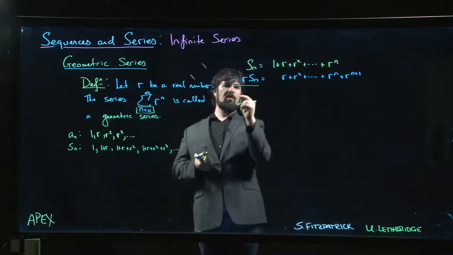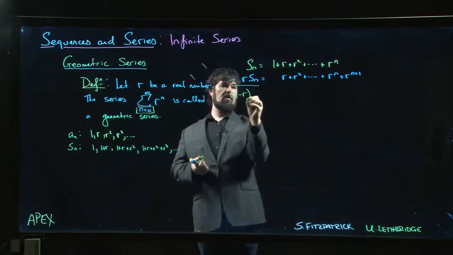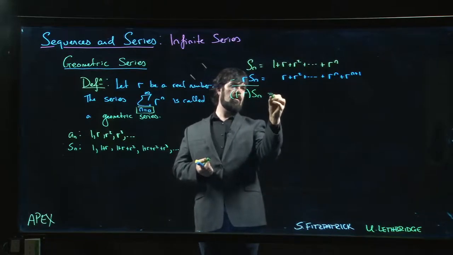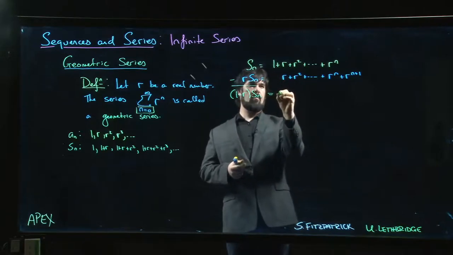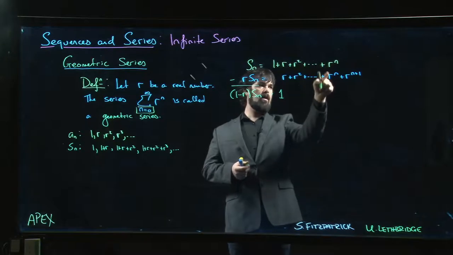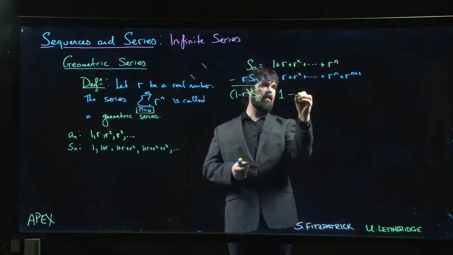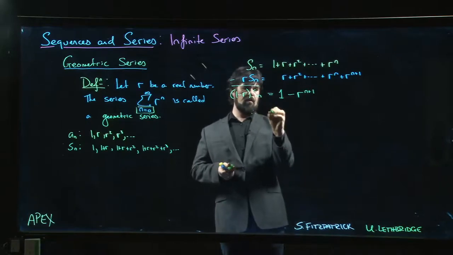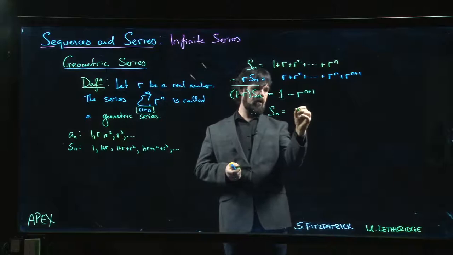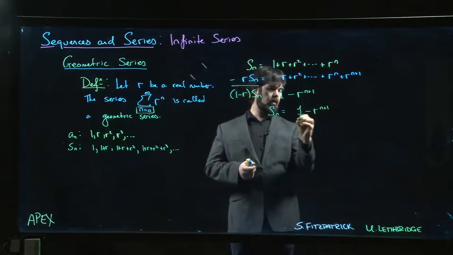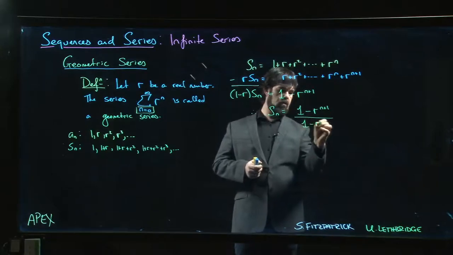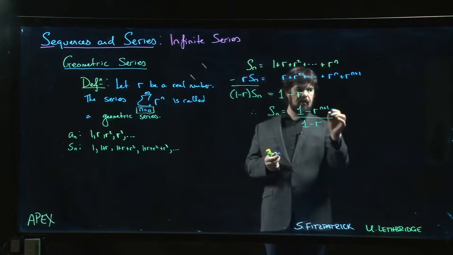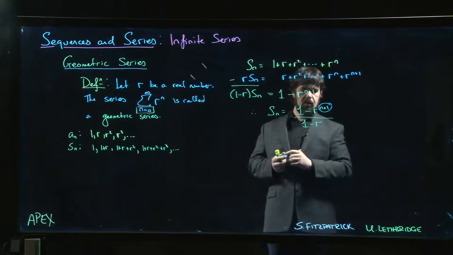So on this side, if I subtract, I'm going to have 1 minus r times S_n. S_n minus r S_n gives me 1 minus r if I factor out the S_n. And on the other side, I have 1 plus r minus r, plus r squared minus r squared, and so on. All of these terms cancel. We're just left with 1 minus r to the n plus 1. So that means that my partial sums look like this: 1 minus r to the n plus 1, divided by 1 minus r. And notice that the dependence on n is entirely here in this exponent.